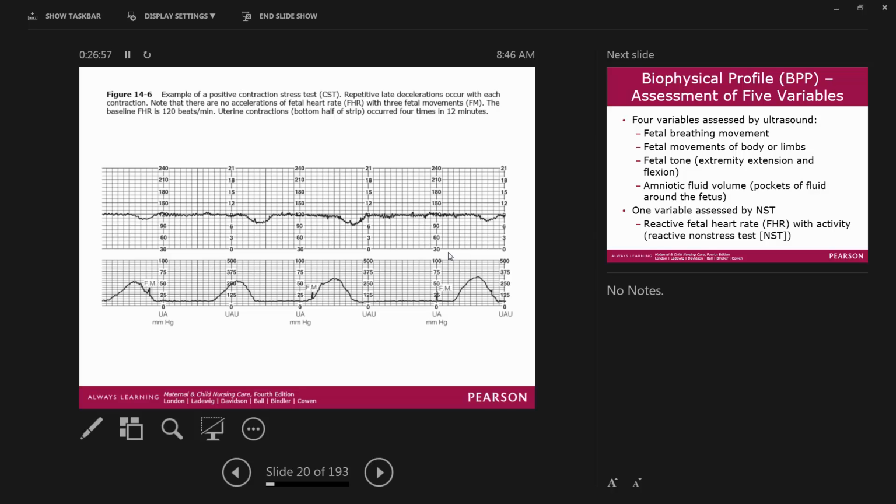So here's your positive contraction stress test. Baby is positively stressed with these contractions. You can see not only recurrent, but with every single contraction, the baby is having a late deceleration.